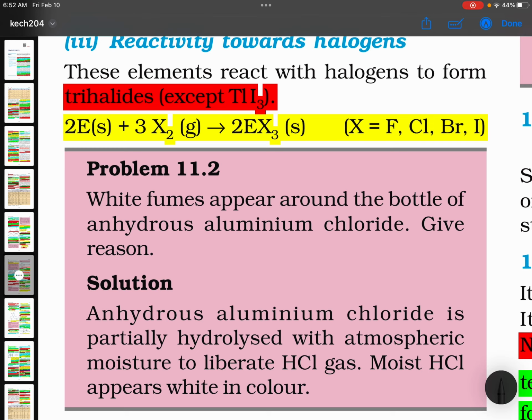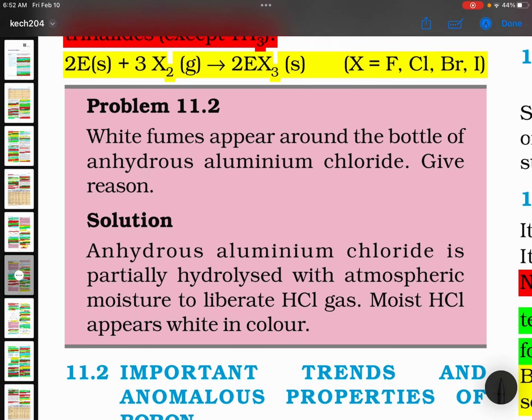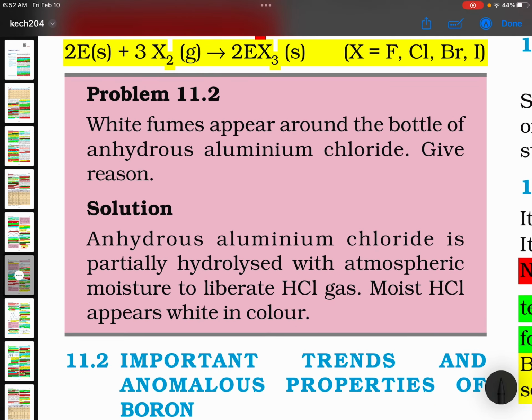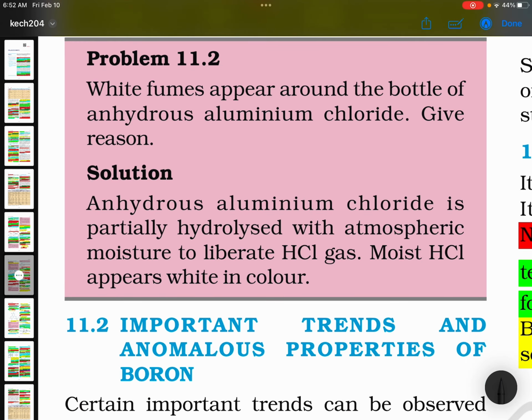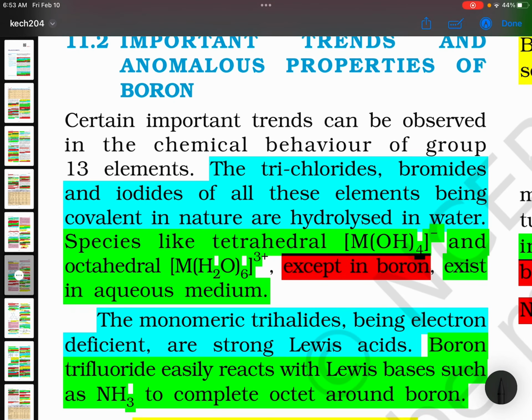Towards halogens, they form MX3 type; except TlI3, the remaining are all possible. So an exception like this can be your question. White fumes appear around the bottle of anhydrous aluminum chloride. This is because anhydrous aluminum chloride is partially hydrolyzed by atmospheric moisture to liberate HCl gas. Moist HCl appears white in color. Very, very important.